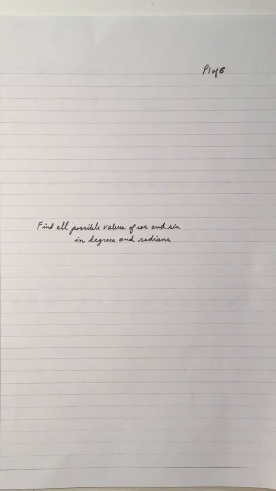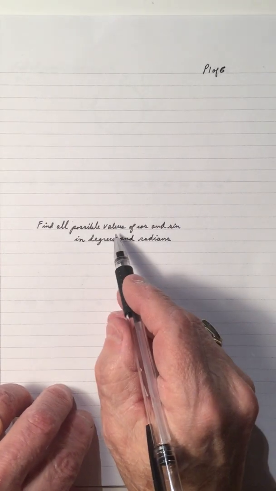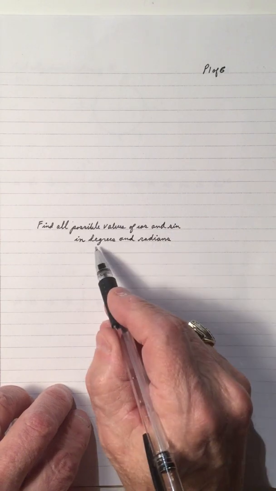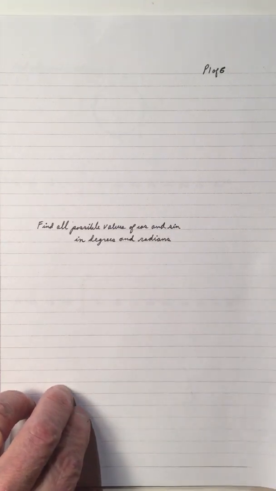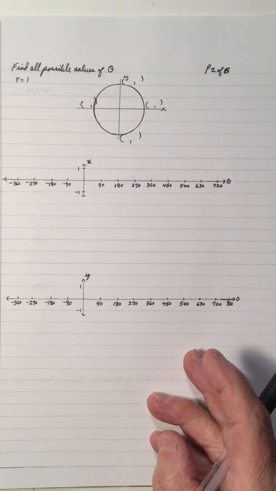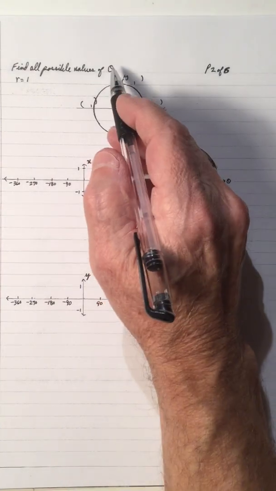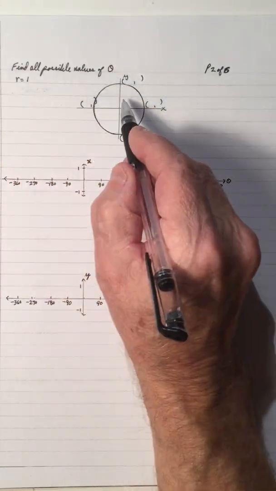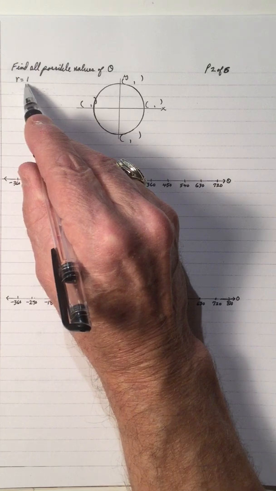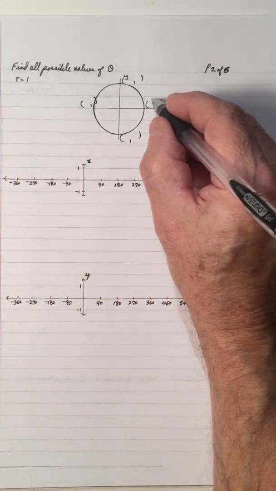Hi, welcome to my video on finding all possible values of cos and sine in degrees and radians. Find all possible values of theta. We're going to look at the circle which has a radius of 1, a unit circle.